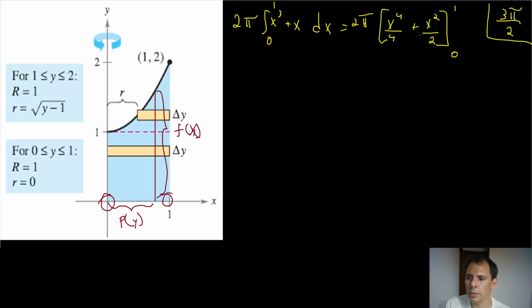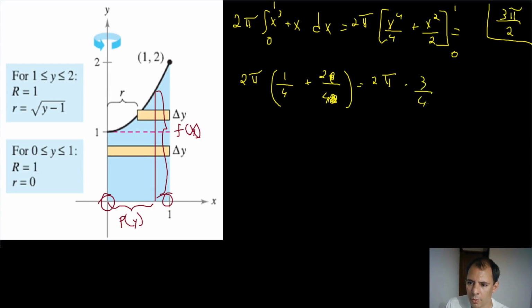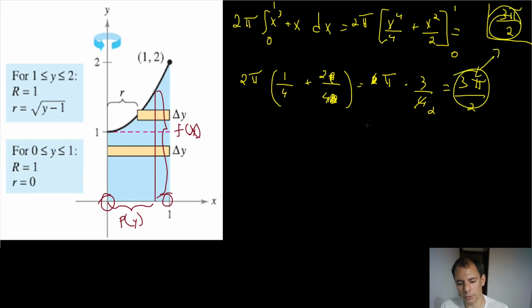Don't have to worry about the 0 because when you plug 0 into these x's here, you're going to zero out the whole equation. So this equals 2 pi times 1/4 plus 1/2. Okay, now let's put a 4 here and let's put a 2 here. So this is going to be equal to 3 divided by 4, right? So 2 pi times 3 divided by 4. You cancel this and you put a 2 in here, and look at that, 3 pi divided by 2. Look, 3 pi divided by 2 here, 3 pi divided by 2 here.